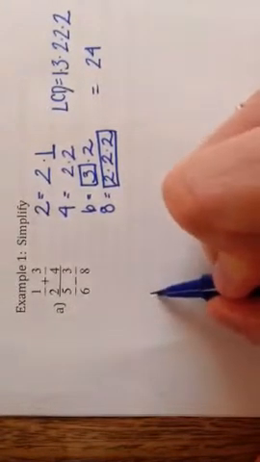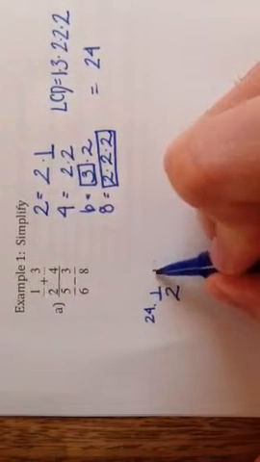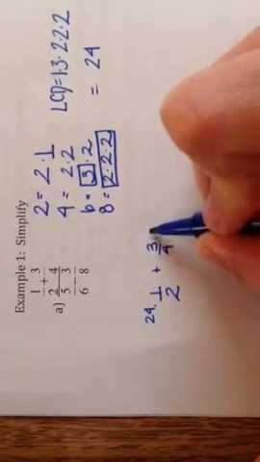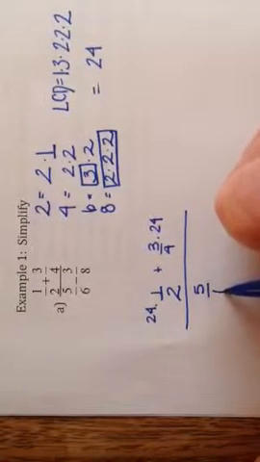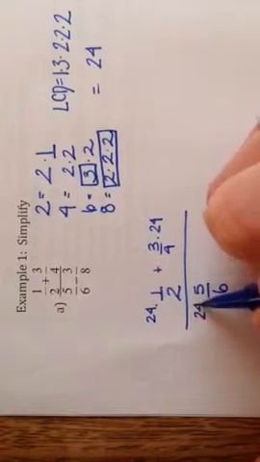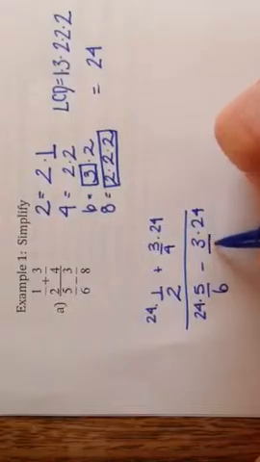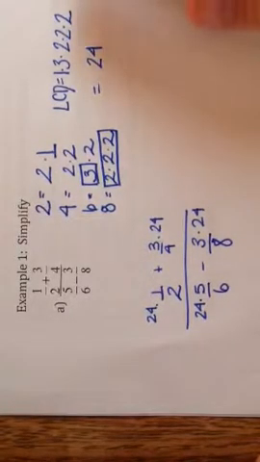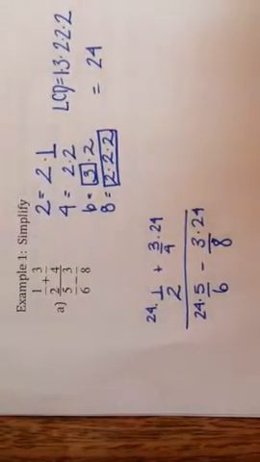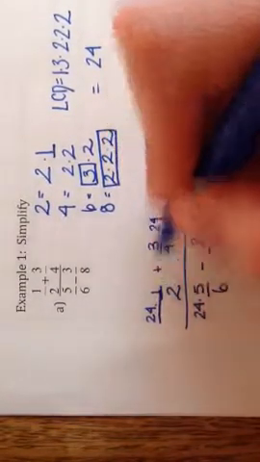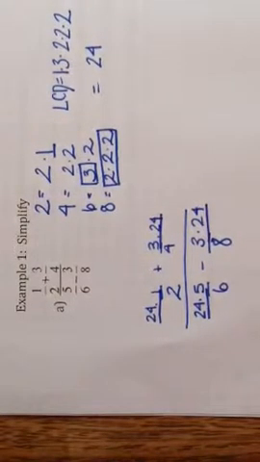So we're going to have 1/2, and we're going to times it by 24, plus 3/4, times it by 24, over 5/6, and we're going to times the numerator by 24, minus 3 times 24 over 8. Okay, so when we multiply, we can now put this in the numerator. Now we're going to simplify our parts.